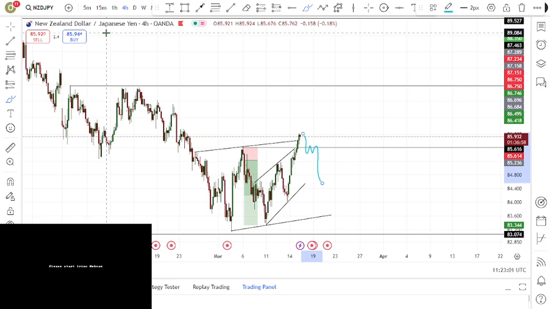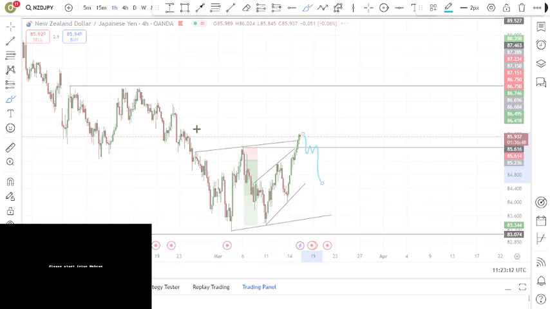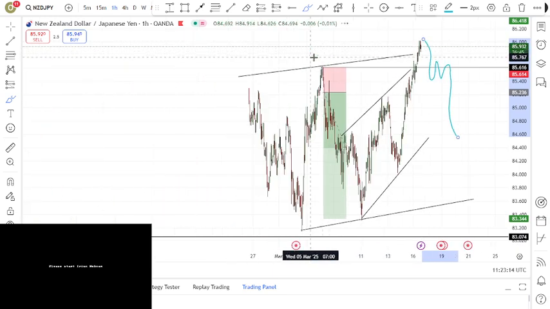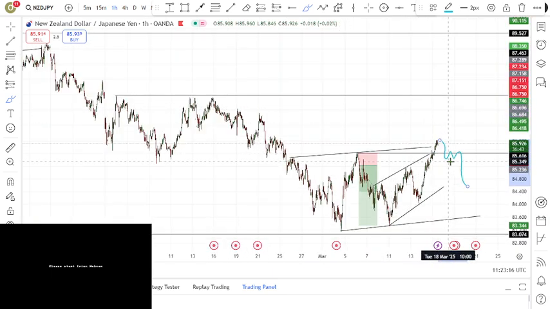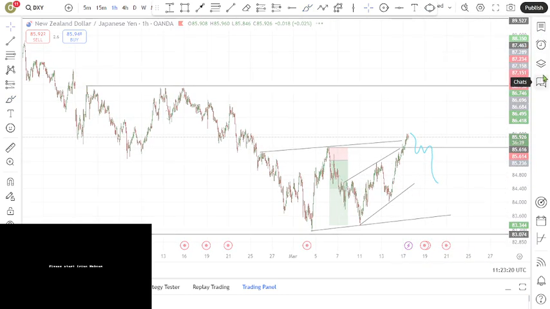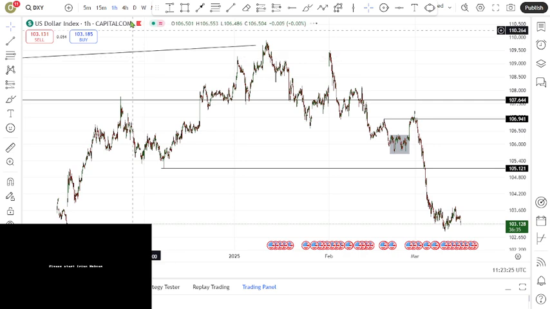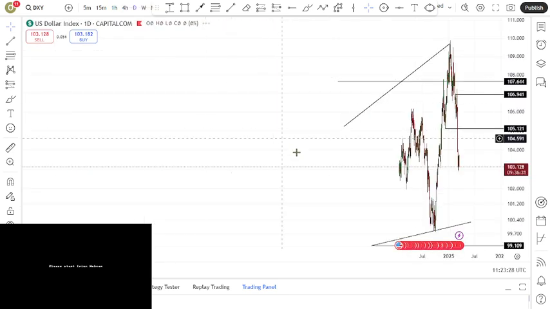If it's a 4-hour non-structured, I will take the reduced risk on the 1 hour. But if it's a 4-hour structured, I will take a full risk entry on the 1 hour. So it's time for price to push back into the structure, and then I look for continuation. Let's look at the dollar index. The dollar index has been producing a lot of boosts.